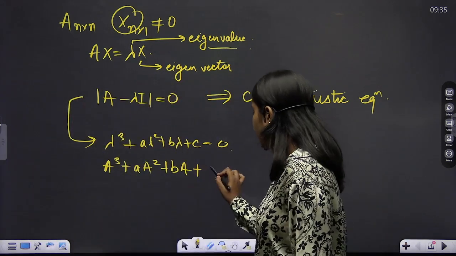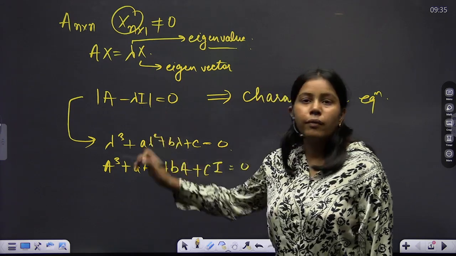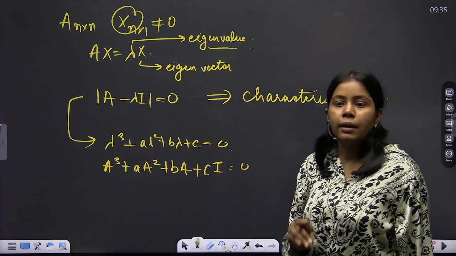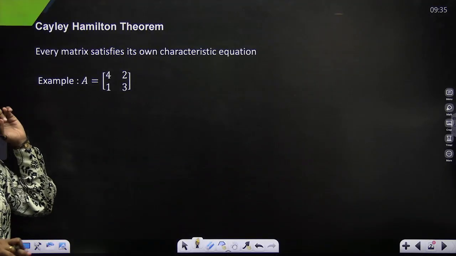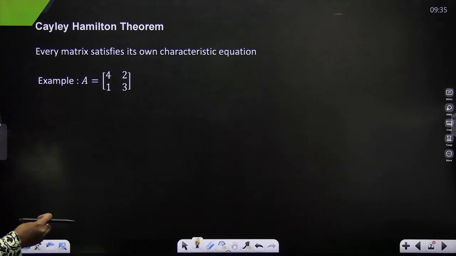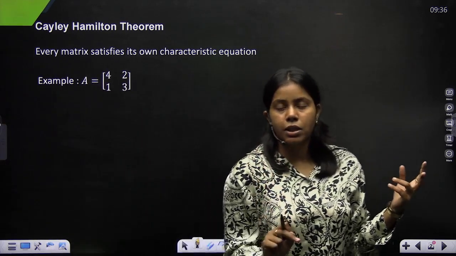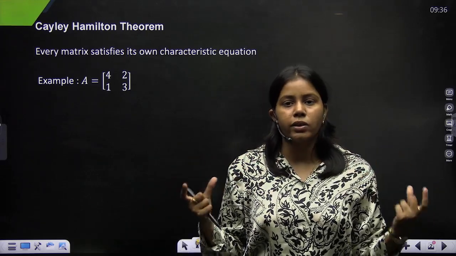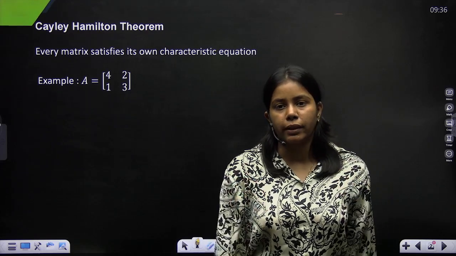So for that we will multiply it with an identity matrix, because here as well, when we have a scalar, we have taken an identity. That is what my Cayley-Hamilton theorem says: every matrix satisfies its own characteristic equation. That is my statement. Or the reverse: if I am given a characteristic equation, the matrix would satisfy it. If I am given any matrix equation, then your characteristic equation, your eigenvalues, would satisfy that.